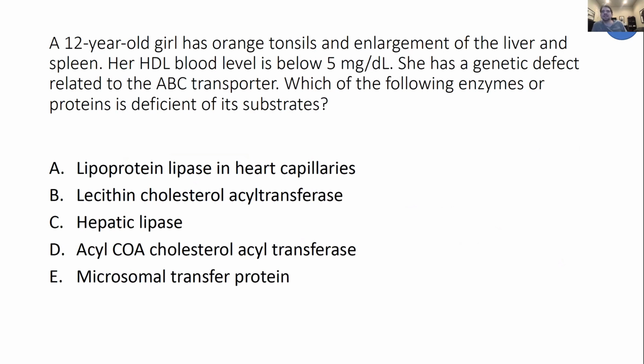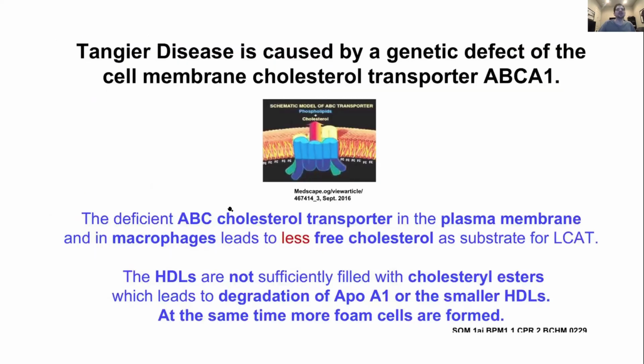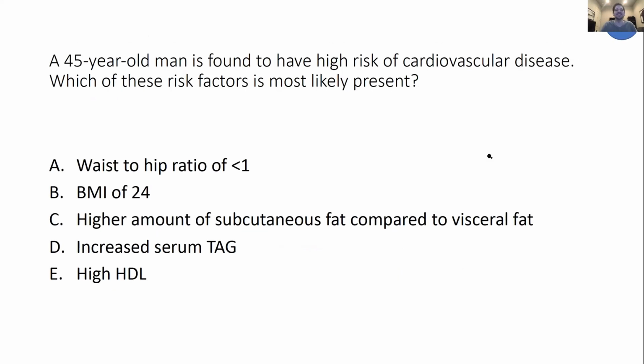Yeah, very good. What disease are we talking about here? Right, Tangier's disease. Anytime you see orange tonsils, you're thinking of Tangier's. So this is LCAT. So you can see here that this Tangier's disease is a deficiency in the ABC transporter, and the substrate is LCAT. That's the problem, but the buzzword is going to be orange tonsils. Tangerine tonsils. Yeah, there you go. All right. What about this one?